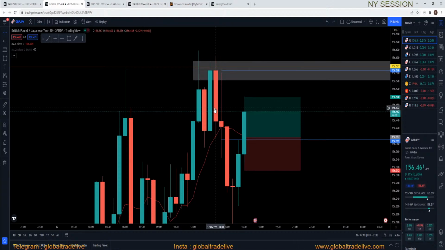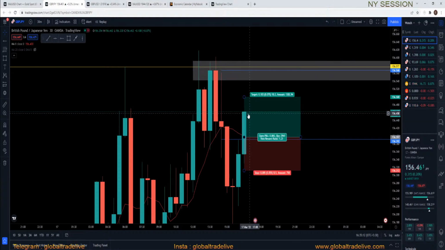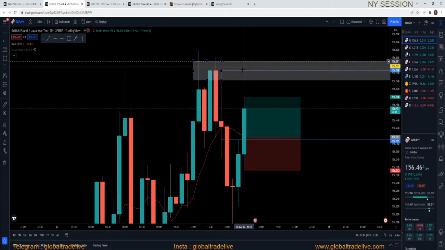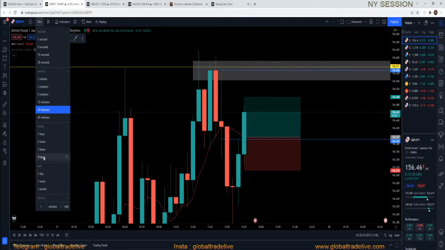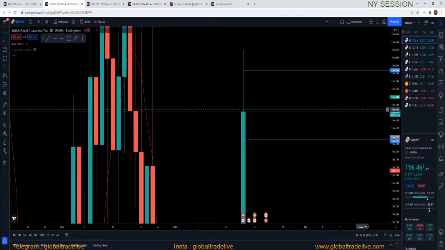Why am I closing half? Why not 80%? Because I know that the market will go to tap this area, and once it taps this area, the volume will be coming in. If the market really has to go up, then the volume should be coming in and should take the market up. So it went up about 7 pips.